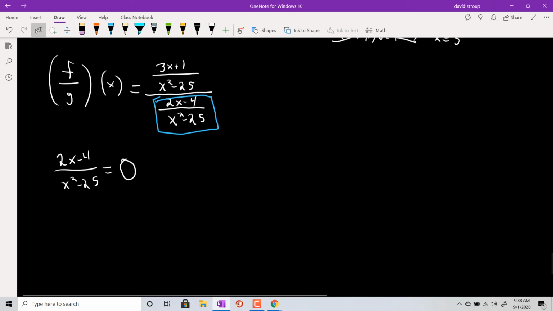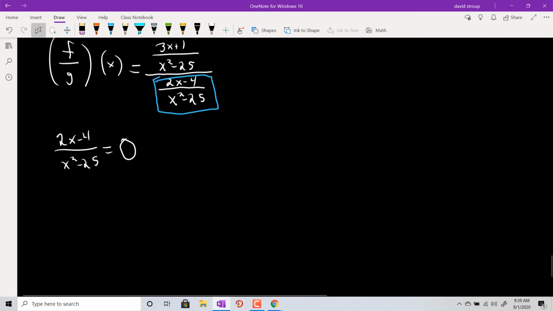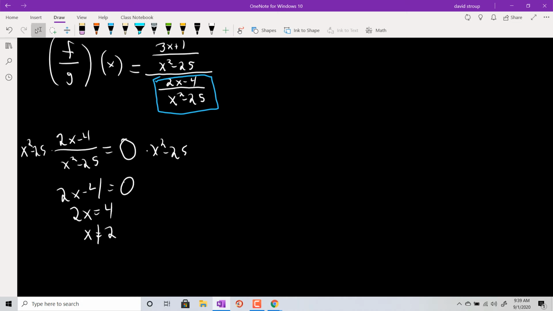Assuming x is not 5 or negative 5, we can multiply both sides by the denominator, and we end up with 2x minus 4 equals 0. Then we solve that resulting equation. We get 2x is 4, so x is 2. x cannot be 2. So now, in addition to everything else, we have the domain of f intersected with the domain of g, but we have to subtract away this number where the denominator is 0.